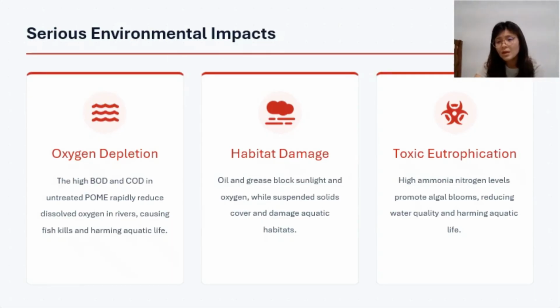The final one is toxic eutrophication. High ammonia nitrogen will cause excessive algae growth. When the algae die, they will reduce the oxygen in the water and make the river unhealthy. Overall, untreated POME can seriously damage the aquatic environment if it is not treated properly.